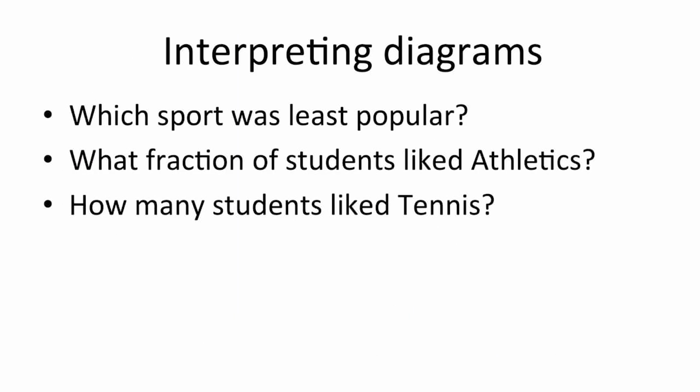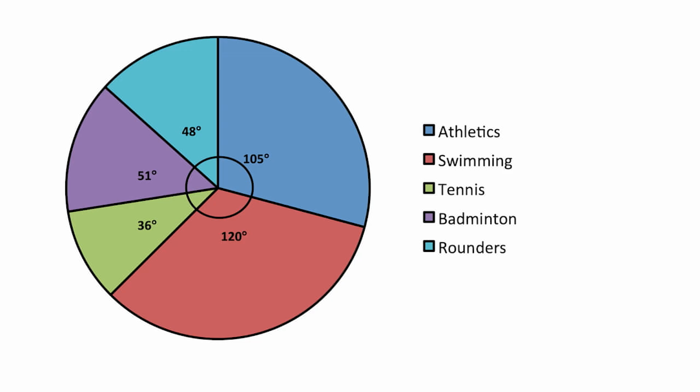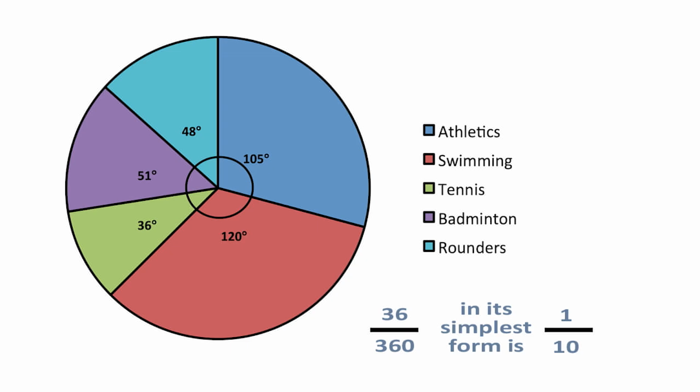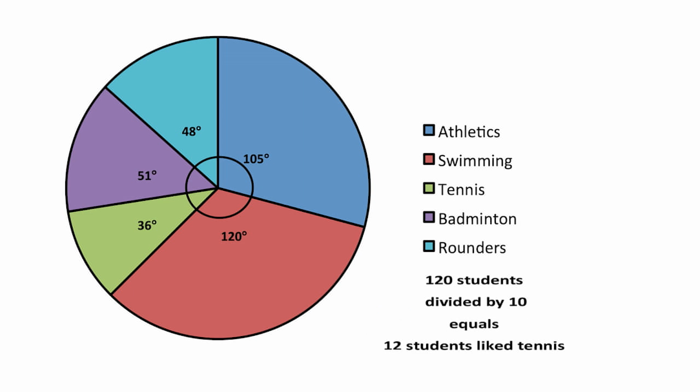Now the last question said how many students liked tennis? Well, we know from our pie chart that 36 degrees made up those students who liked tennis, and that's 36 out of the 360 degrees. Now if we write that as a fraction, 36 over 360 simplifies to 1 over 10. So in other words, 1/10 of the students liked tennis. Now 1/10, remember in total we asked 120 students, so 1/10 of that number gives us 12. So in other words, 12 students liked tennis.